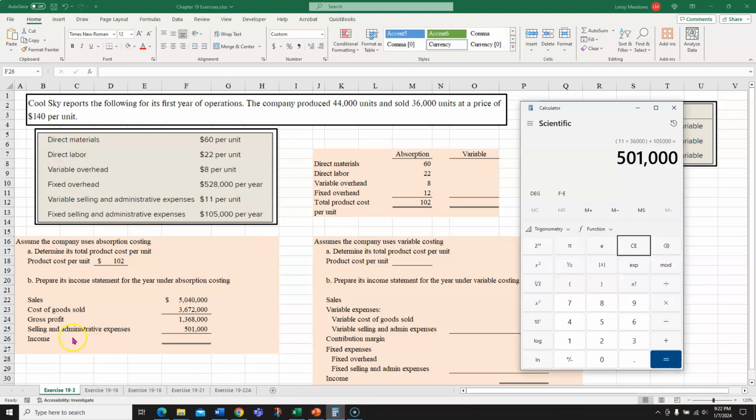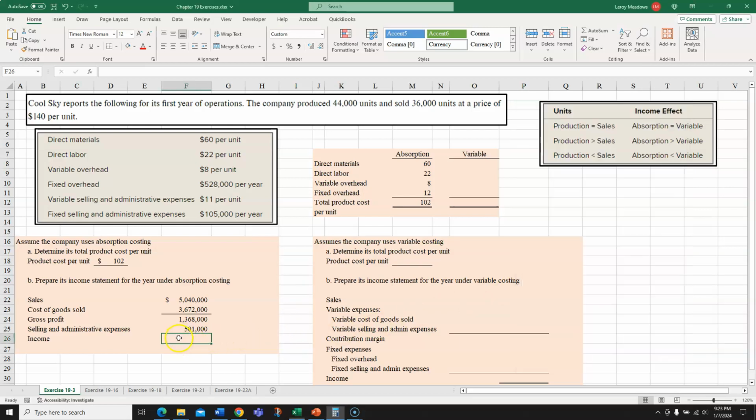So what's my operating income here? I'm going to simply take my gross profit minus my selling and administrative expenses, so 1,368,000 minus 501,000, and I have an income of $867,000.